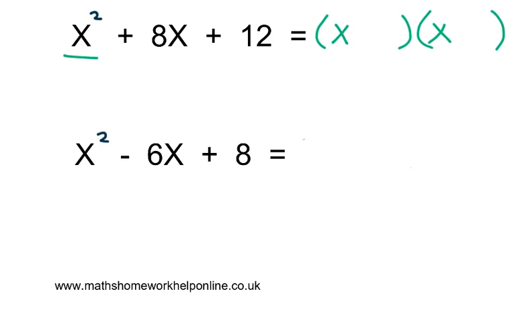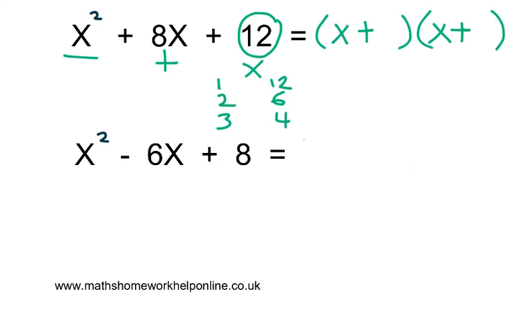Okay. Now if we look at this example, x squared plus 8x plus 12, we know that we want to think of two numbers that multiply together to make 12, but add together to make 8. As both of the values are positive, we know that both will be positive, so that's fine. So let's think of ways that we can make 12. We can do 1 times 12, we can do 2 times 6, and we can do 3 times 4.